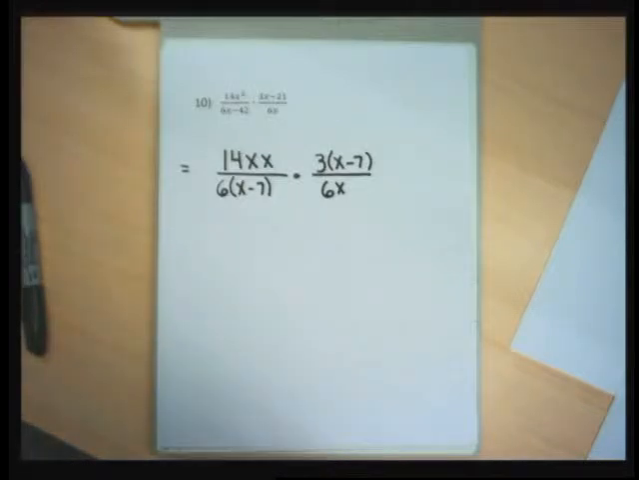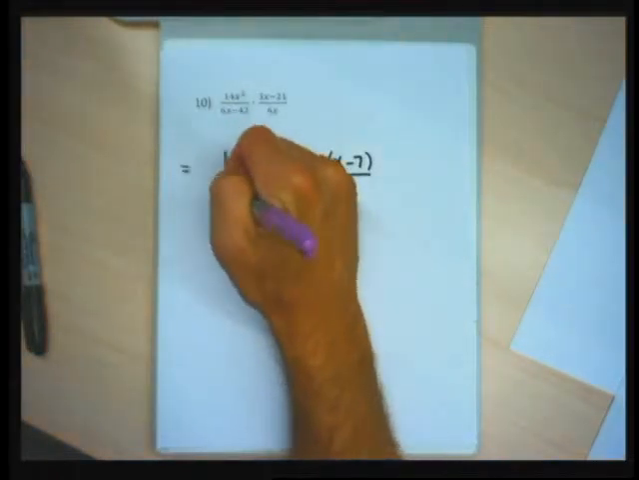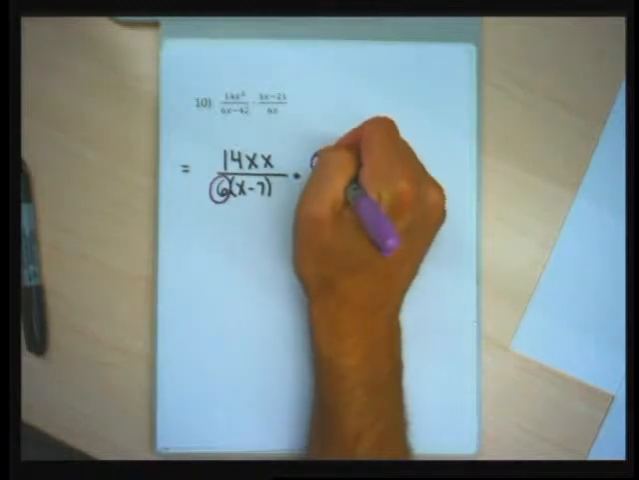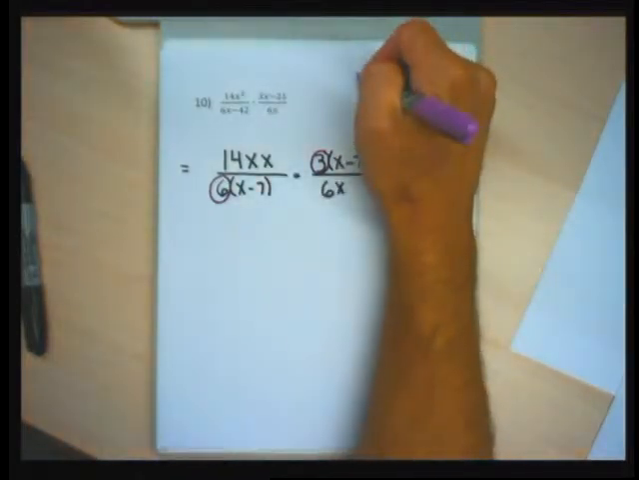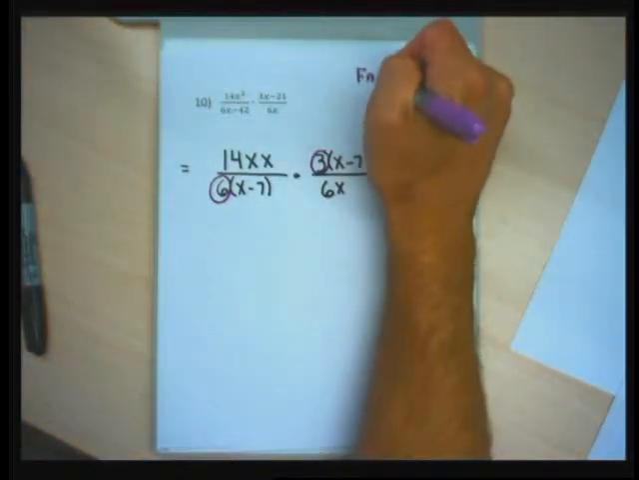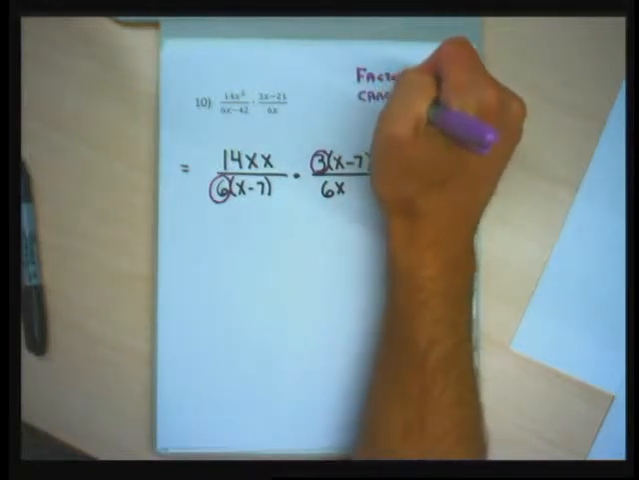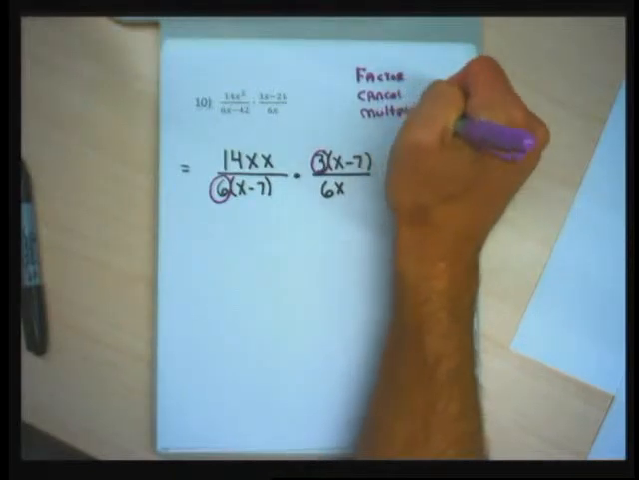So numbers in front of parentheses can cancel with numbers in front of parentheses. This 6, it can cancel with the 14 above it, or it can cancel with the 3, but it can't cancel with an x minus 7. What I do for these problems is I factor, cancel, and multiply. I've done the factoring part. Now I'm going to the canceling.